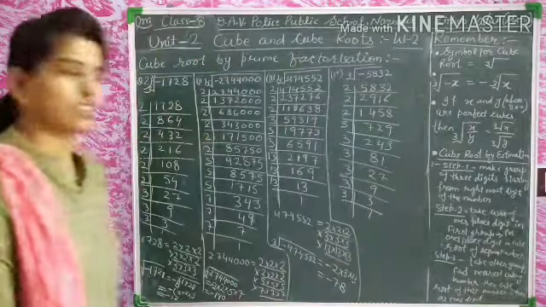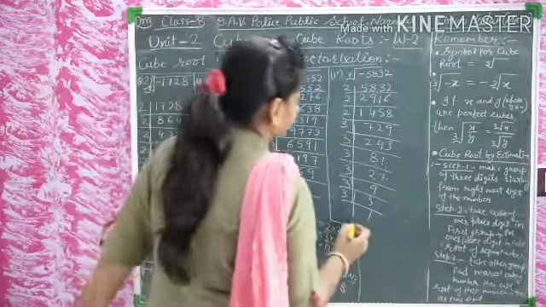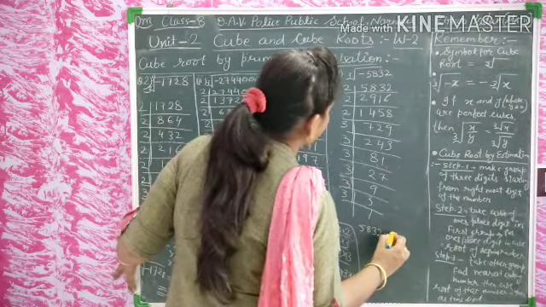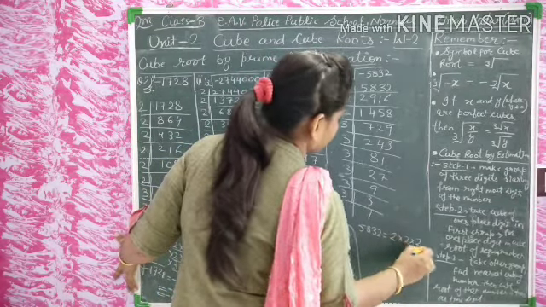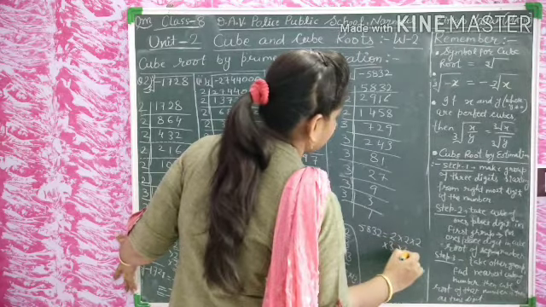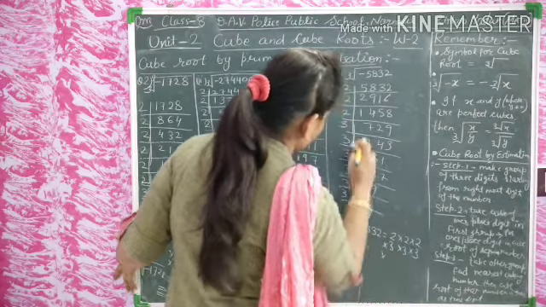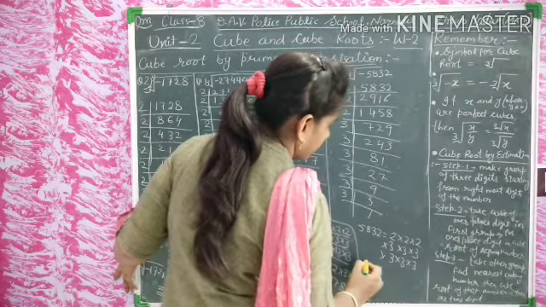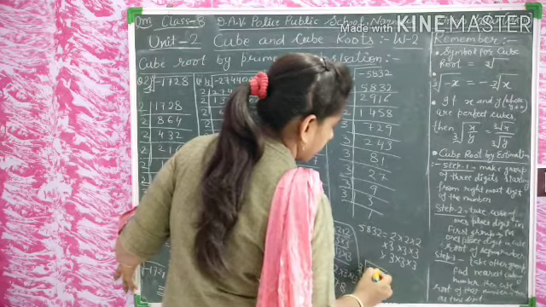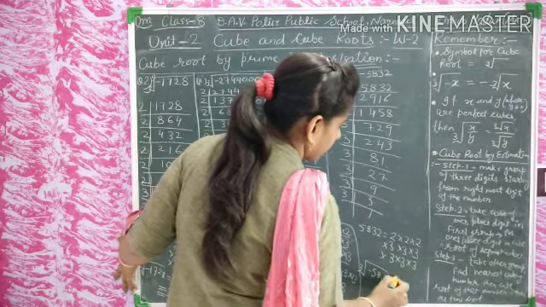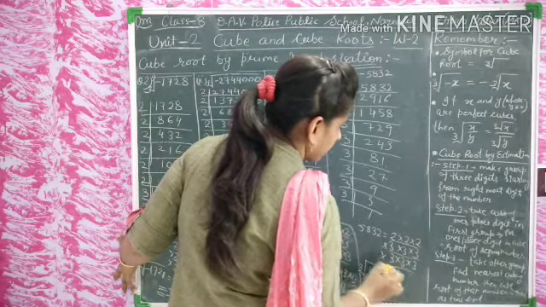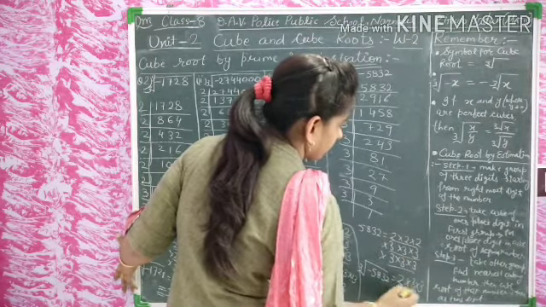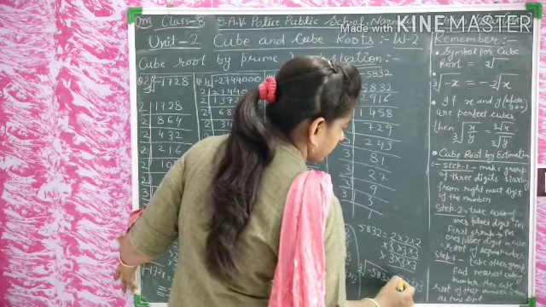Is this clear, students? Now these are the prime factorization. So 5832 is equal to 2 into 2 into 2 into 3 into 3 into 3 into 3 into 3 into 3. Is this clear, students? Now the cube root of negative 5832 is equal to, taking triplets here, one number from every triplet, 2 into 3 into 3, that is equal to 18.